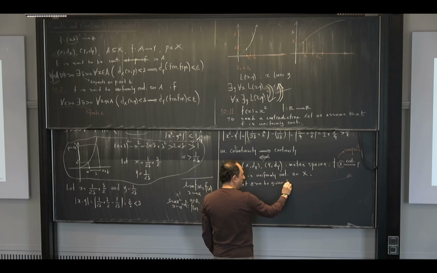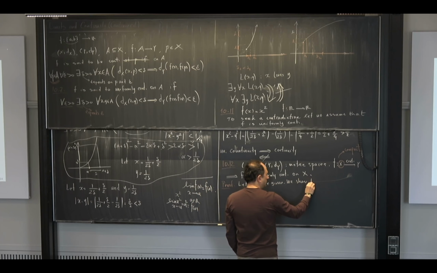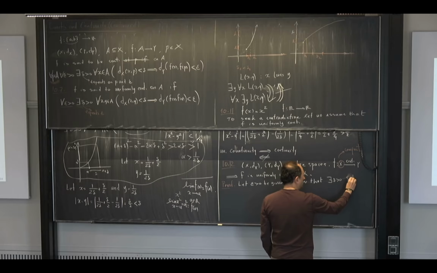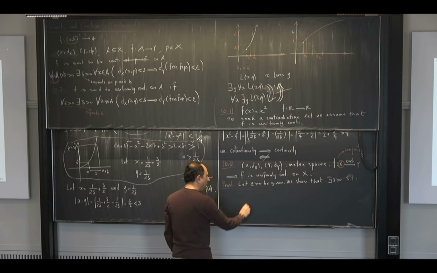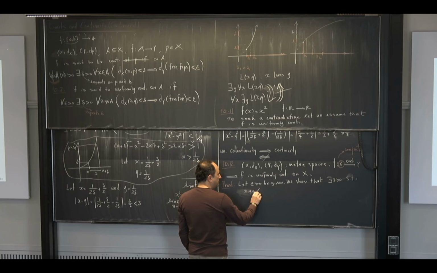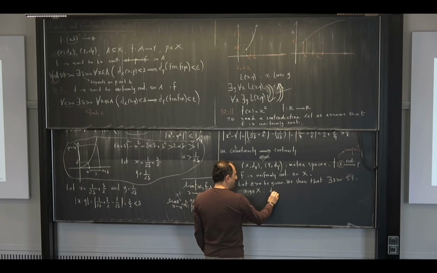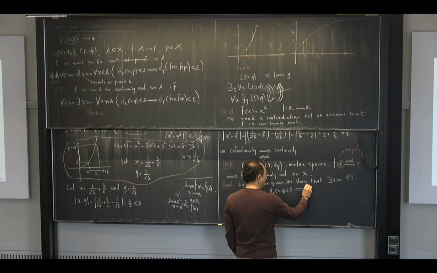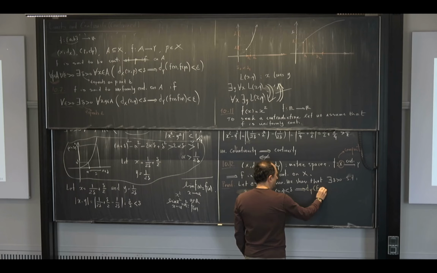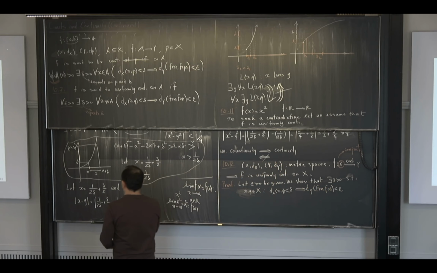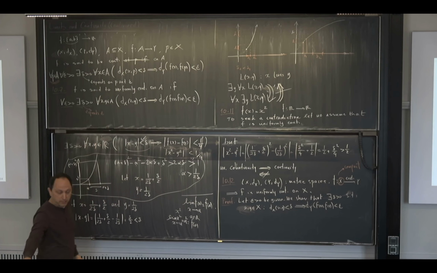Yes, we show that there exists a delta positive such that what? If, for every x and y, if x and y belong to X and d_X of x and y is less than delta, then d_Y of f of x and f of y is less than epsilon. This is what we want to show, yes?